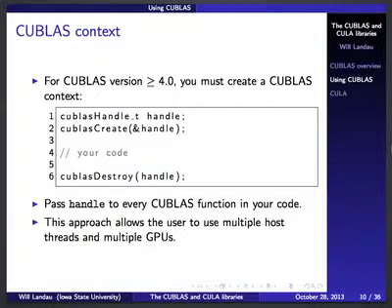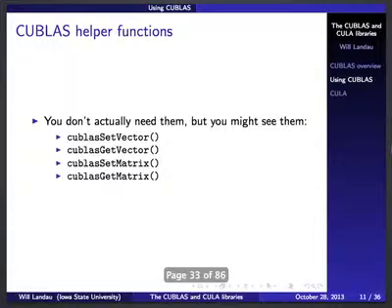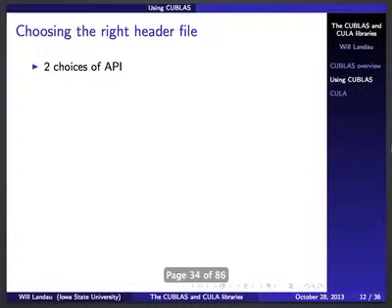You pass the handle to every CUBLAS function in your code. What that does is it allows you to use multiple host threads, like POSIX threads, and multiple GPUs. I'm not going to go over that, but that's one thing this feature allows. There are also helper functions for getting and setting a vector, and the same for matrices. You don't actually need them, but CUBLAS has them available if you want to use them. They're kind of handy for some people sometimes.